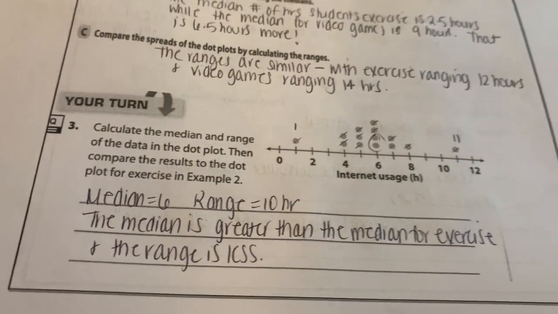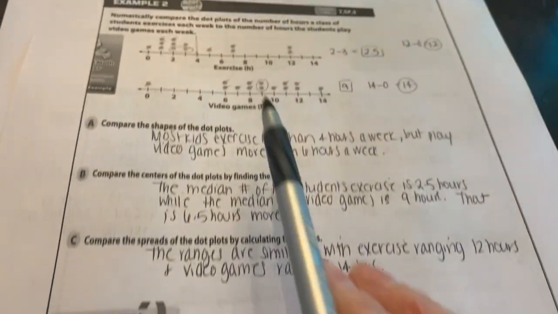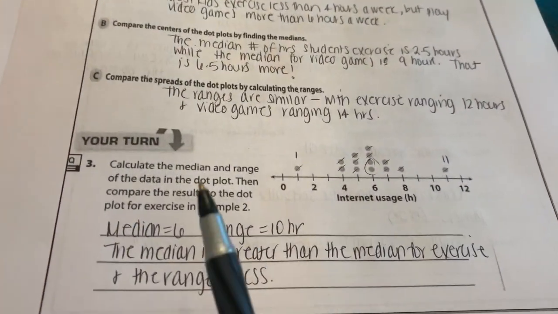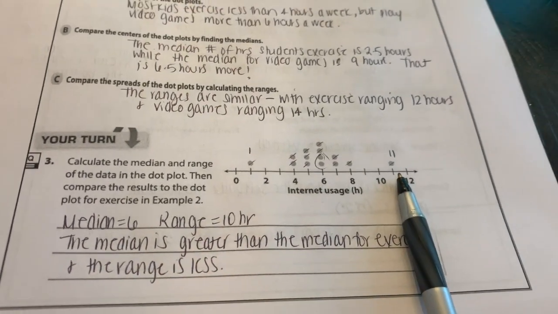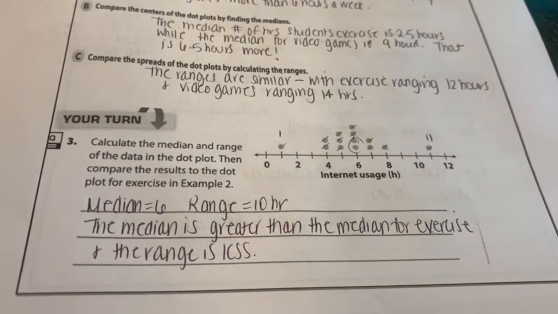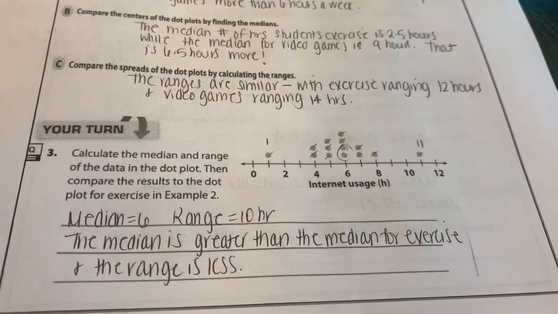Sorry I didn't say it specifically there. I want you to just compare to the exercise one, not both. When you find the median, you'll see that it's 6, and then the range, the highest value is 11 minus the lowest value, which is 1. So the range is 10 hours, and this is for how much time the kids use the internet.